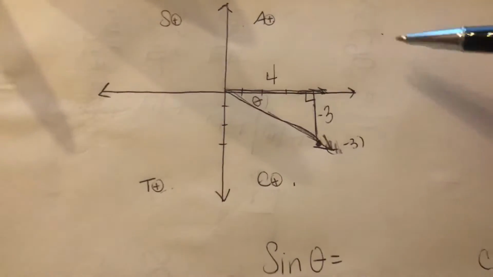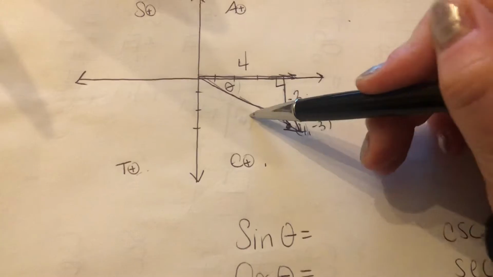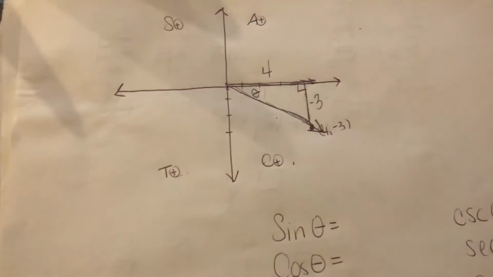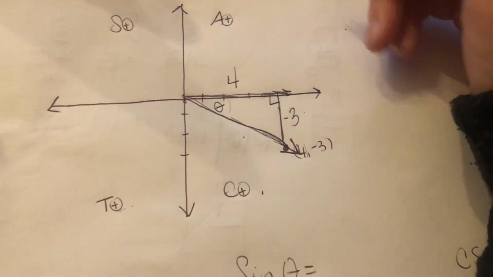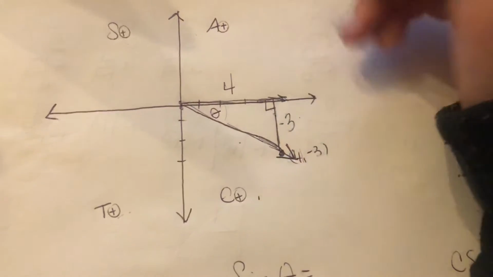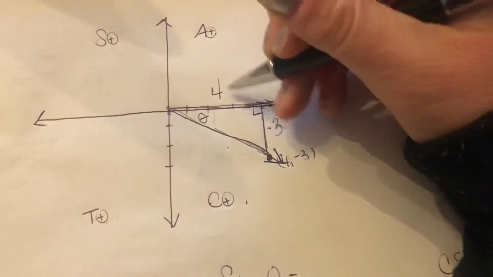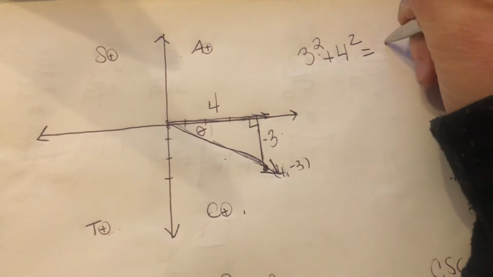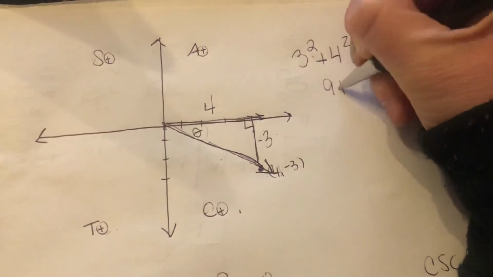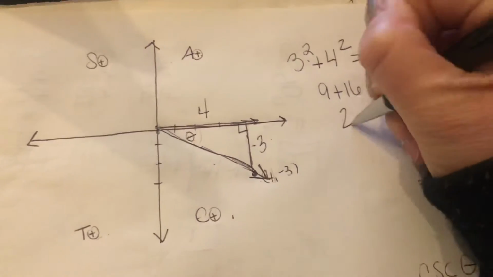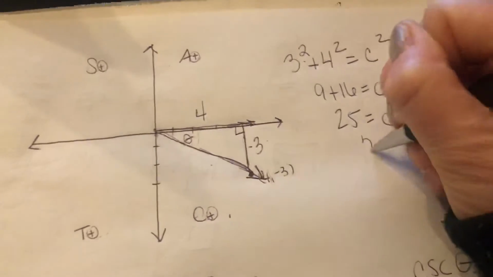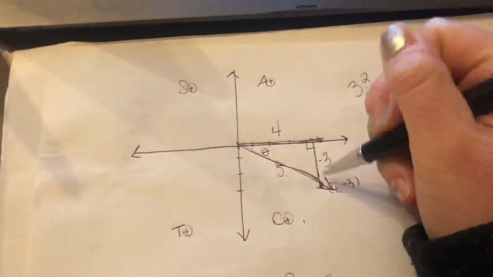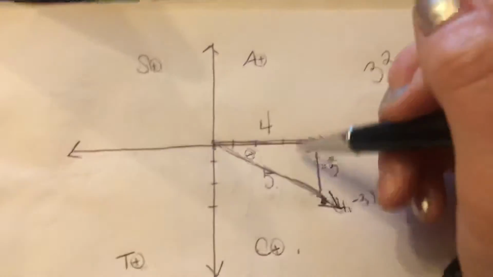So, well, I have 2 of my legs, but I need to find my hypotenuse, which you can find using the distance formula from (0, 0) to (4, -3), or you can use the Pythagorean theorem, which, you know, they're derived from the same place. So if I use the Pythagorean theorem, which I feel like most of you would go with, I have 3 squared plus 4 squared equals hypotenuse squared, right? So I get 9 plus 16 equals c squared. 25 equals c squared. So my hypotenuse is 5, right? Which, if you notice, this is your 3, 4, 5 special triangle, one of your Pythagorean triples.